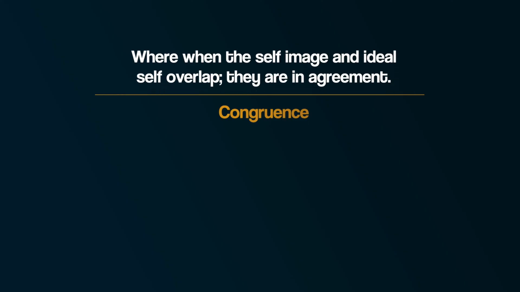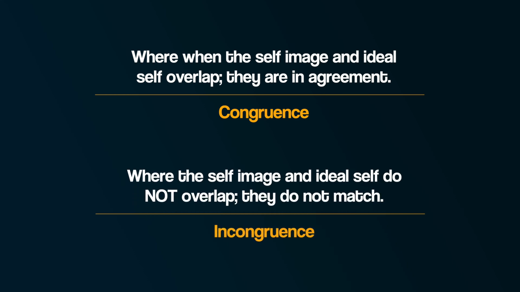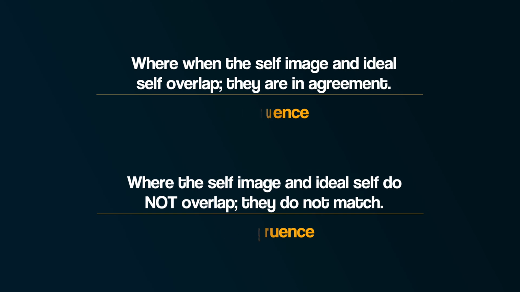Rogers used the term congruence. This is when the self-image and the ideal self overlap. They are in agreement. And he also used the word incongruence. This is where the self-image and ideal self do not overlap. They do not match. According to Rogers, self-actualization is most likely to occur when there is congruence.